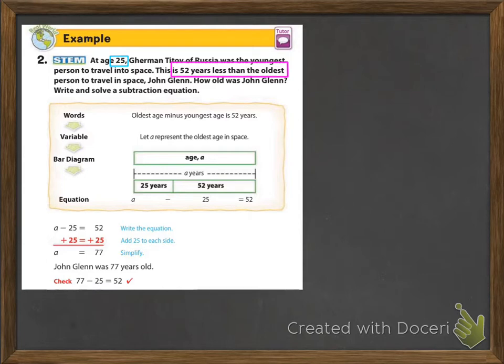So let me go ahead. Okay, so I boxed in pink there, 52 years less than. So I've put that in a box by itself. The oldest person to travel in space, John Glenn. How old was John Glenn? So you're solving the problem for the age of John Glenn.